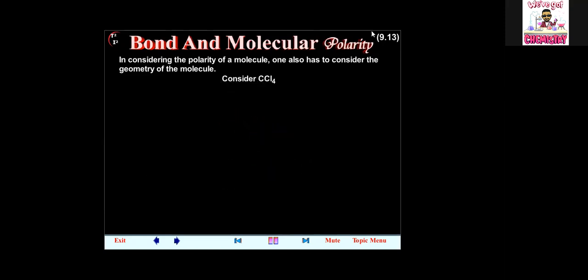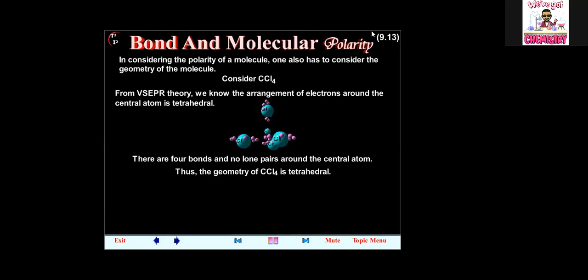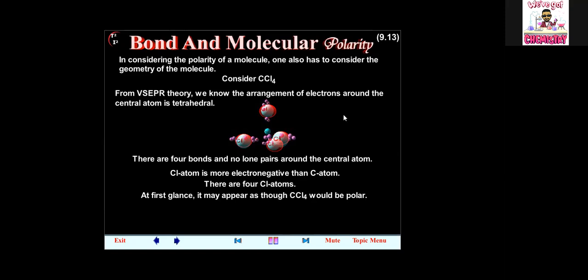Consider carbon tetrachloride. From VSEPR theory, we know the arrangement of electrons around the central atom is tetrahedral. There are 4 bonds and no lone pairs around the central atom. Thus, the geometry of carbon tetrachloride is tetrahedral. The chlorine atom is more electronegative than the carbon atom. There are 4 chlorine atoms. At first glance, it may appear as though carbon tetrachloride would be polar.